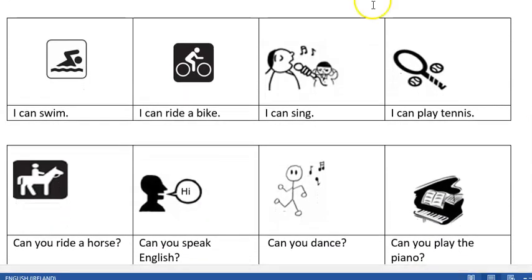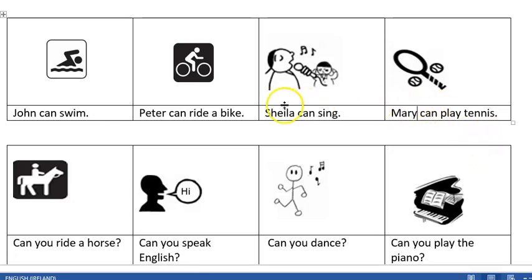Okay, so look at the pictures. We just have some little pictograms here. The boy swimming. So these are things I can do. I can swim. I can ride a bike. I can sing. I can play tennis. And if we talk about John, for example, we change that. John can swim. Peter can ride a bike. Sheila can sing. And Mary can play tennis. So the subject will change, but the verb stays the same.